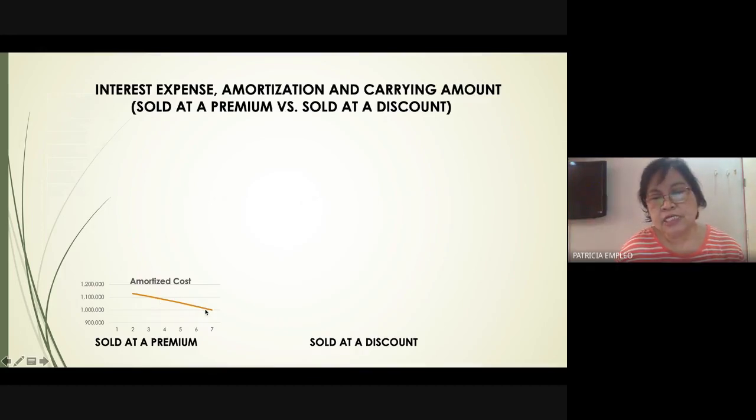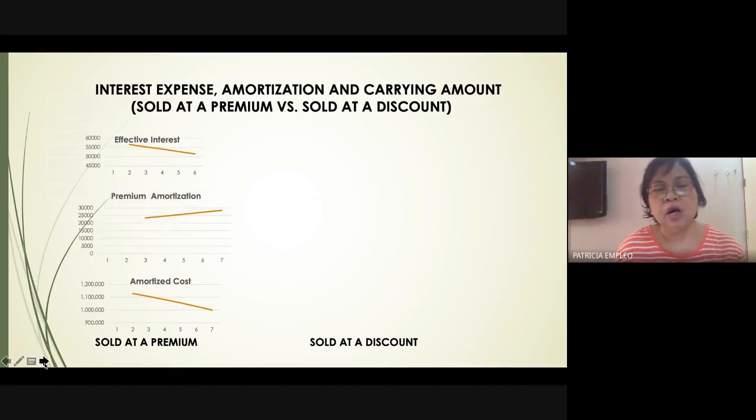Because the amortized cost is the basis for us to compute the effective interest, because your effective interest is equal to the effective rate times the beginning amortized cost. That means that your effective interest is also decreasing. What about our premium amortization? Our premium amortization is the difference between the nominal interest and the effective interest. The nominal interest is higher than the effective interest, and your effective interest is going down, whereas your nominal interest in amount is fixed. Therefore, the difference between nominal and effective is increasing. Therefore, the premium amortization is increasing as the bonds reach their maturity date.